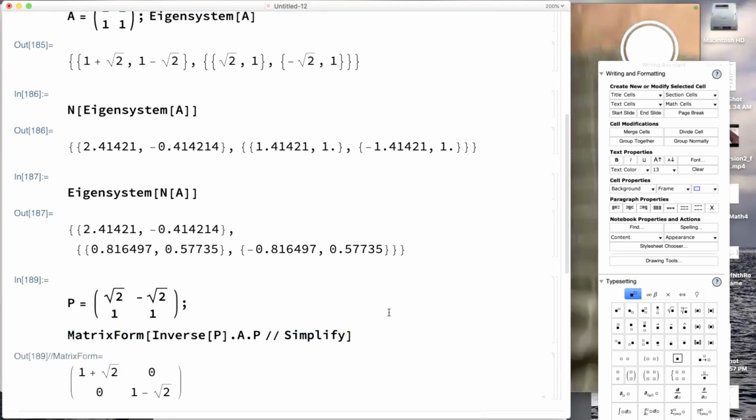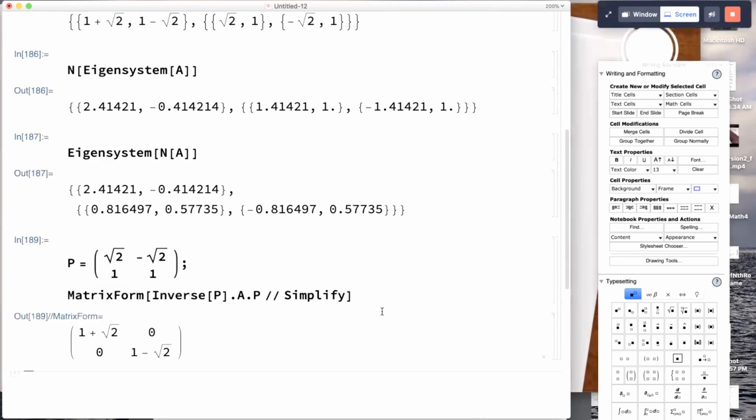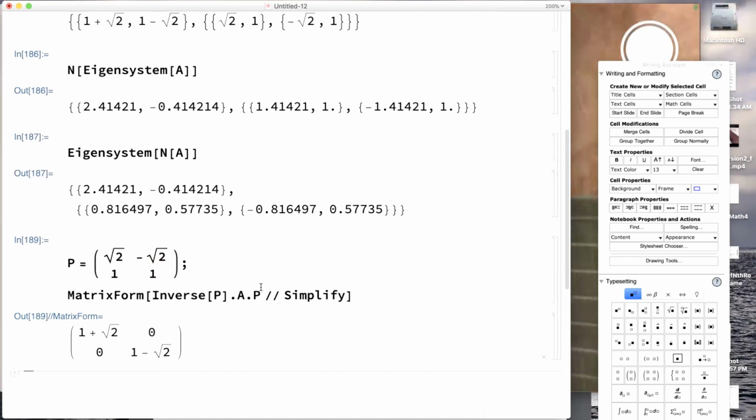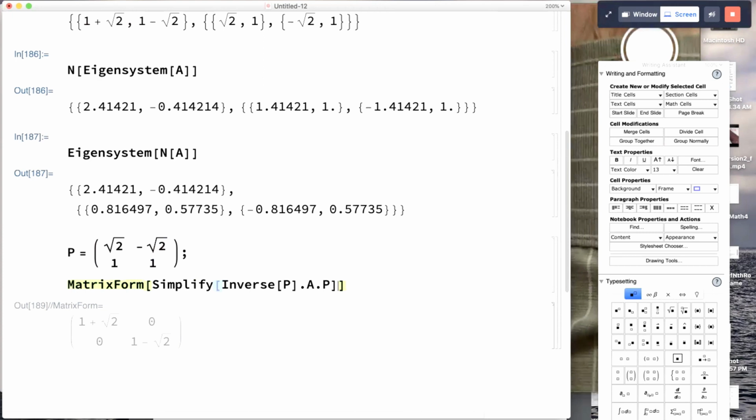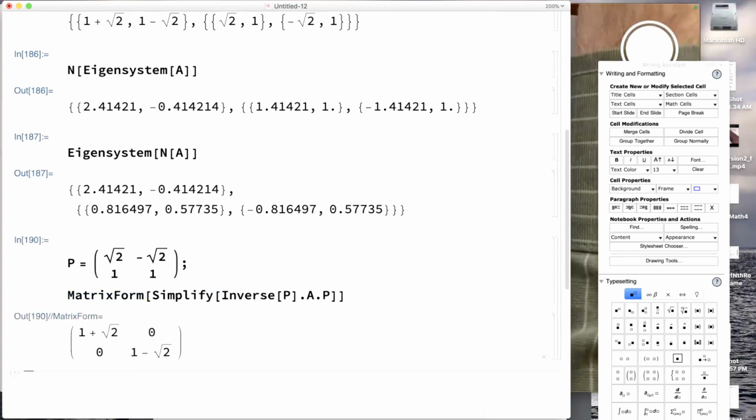Simplify. There we go. Again, I know this is confusing. Whether you do slash, slash, or square brackets is a little confusing. You can do it either way. Slash, slash is just a way of doing an operation after the fact. I also could have done simplify to the left with square brackets, it does the same thing. Sometimes I also do slash, slash matrix form at the end. It's just 2 ways of applying a Mathematica function.